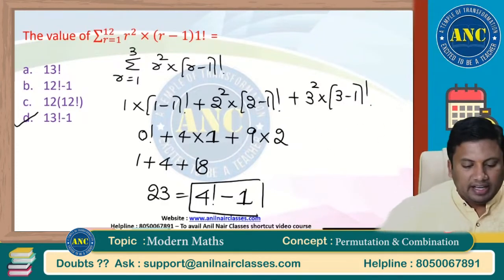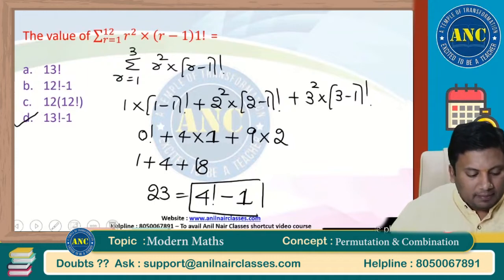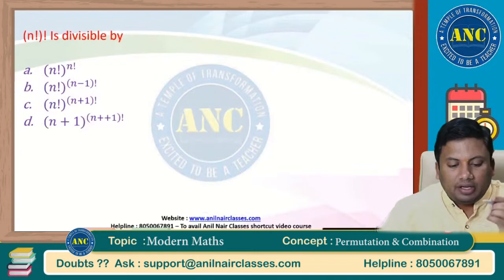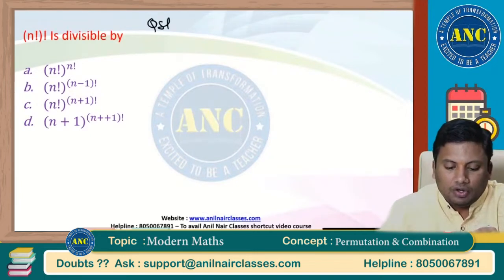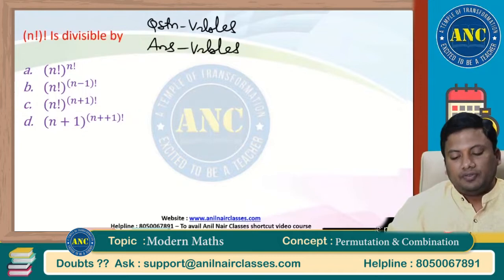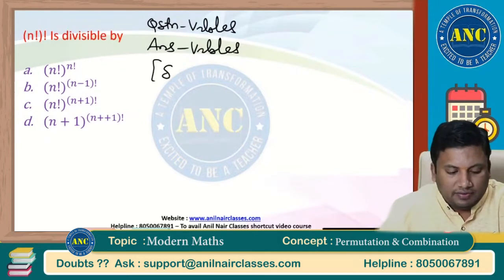Is everything clear to you? I hope it is clear. Method 1 and method number 2. Here, n factorial whole factorial. The question contains variables, and the answer also contains variables. If the question contains variables, the answer contains variables.